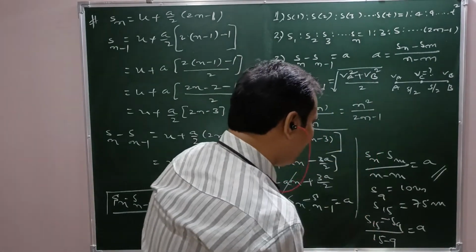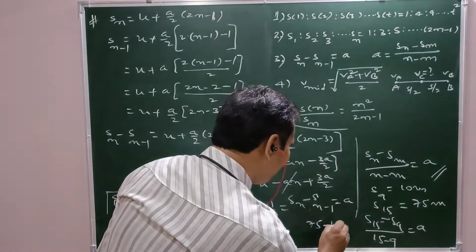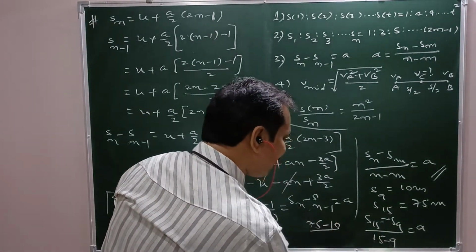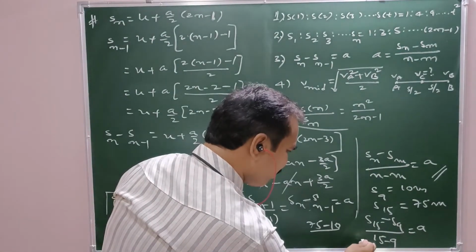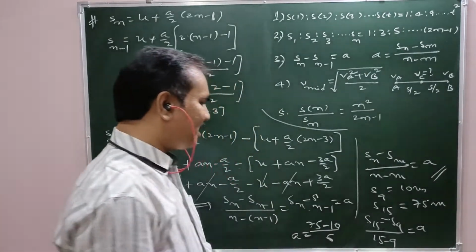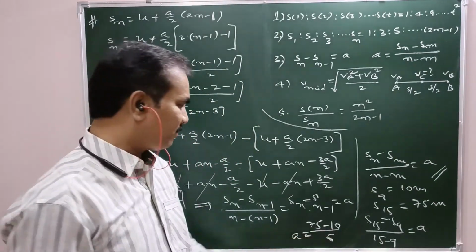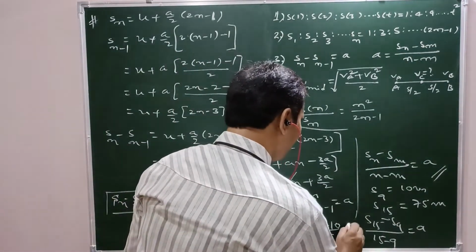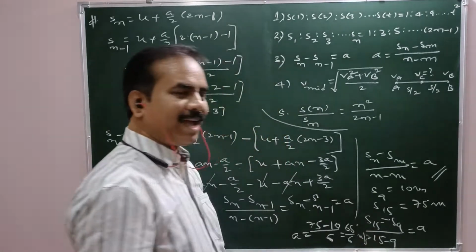Now what is the answer? S15 means 75, minus S9 means 10, by 15 minus 9, which means 6. That is the acceleration. So 75 minus 10 means 65 by 6 meters per second squared. That is the acceleration.